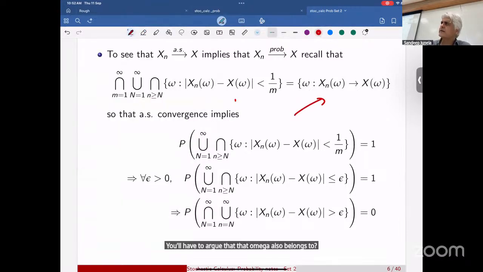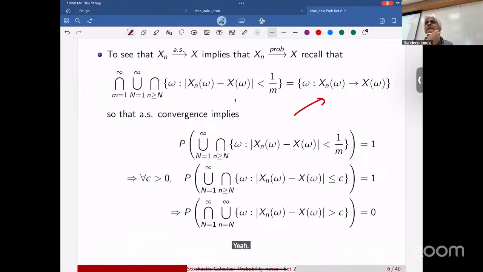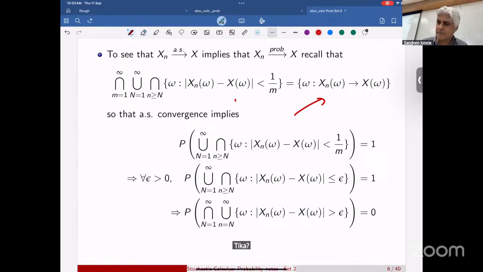So the first union will be selecting all these n, capital N to infinity, such that our condition holds. Then because we're saying it's true for all n greater than this, we're doing the union. And then because we have the argument for all epsilon, sorry, this is true, we'll take the intersection. Yeah. That's all. So you'll take omega from here, for which we are given that for all epsilon you have nice properties. Hence you'll argue that on that omega, for all 1 by m also you have nice properties.